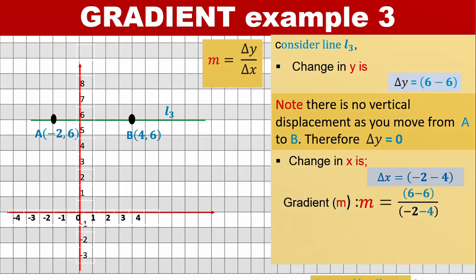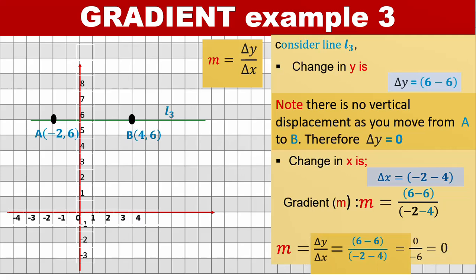The change in y, 6 minus 6, is 0. The change in x, negative 2 minus 6, is negative 8. Dividing 0 by negative 8 gives us 0, because 0 is divisible by all numbers but cannot divide any number. The gradient between the 2 points along line L3 is therefore 0.